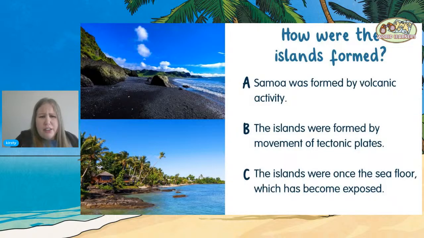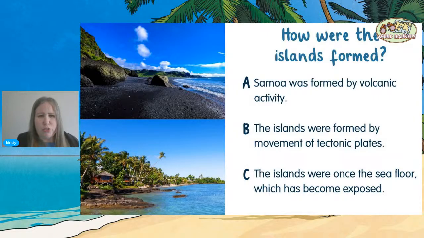So how do you think the islands were formed? How was Samoa formed? I've given you three options here. Was Samoa formed by volcanic activity? Or were the islands formed by movements of tectonic plates? Or the islands were once the sea floor, which has become exposed? What do you think?